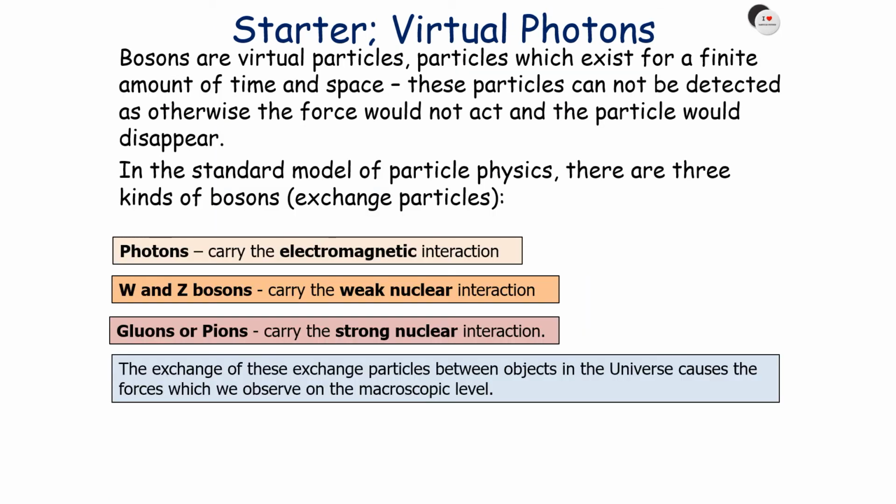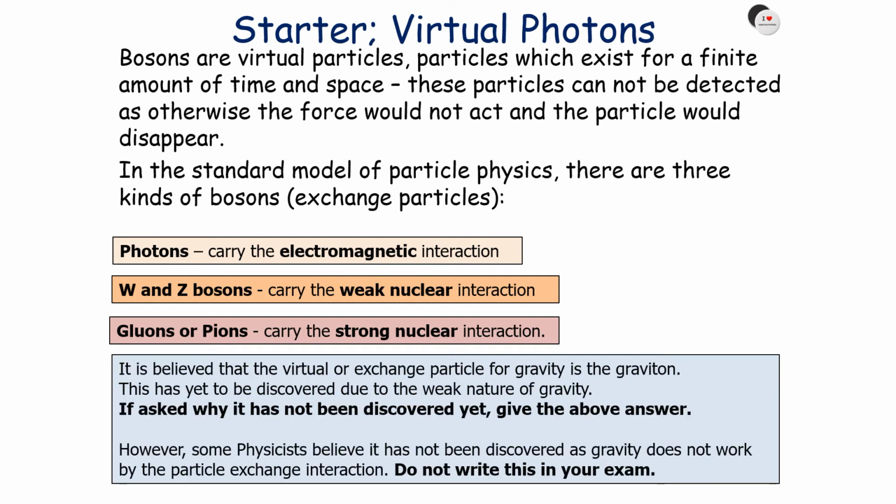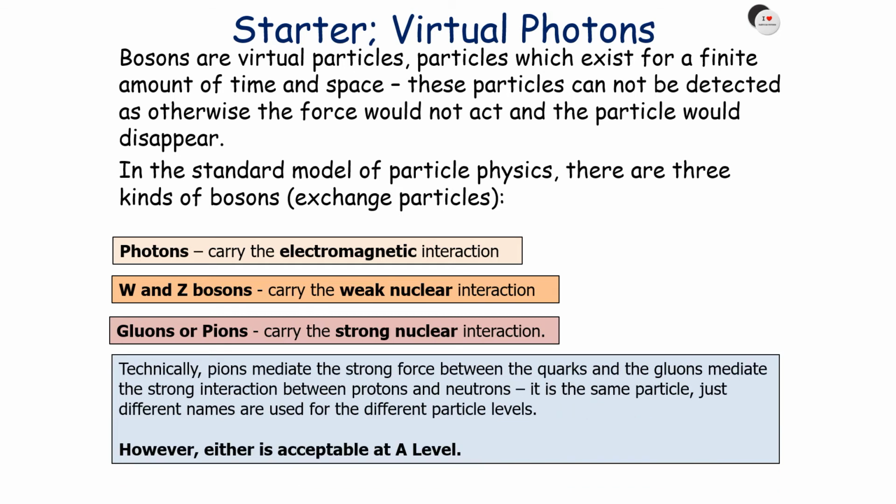So just to clarify, in the standard model of particle physics, there are a number of different types of exchange particles. You've got photons, which carry the electromagnetic interaction, W and Z bosons, which carry the weak nuclear interaction, and gluons or pions, which carry the strong nuclear interaction. Now, we haven't yet discovered the exchange particle for gravity, due to its weak nature. However, we do believe it could exist, and it could be called the graviton.